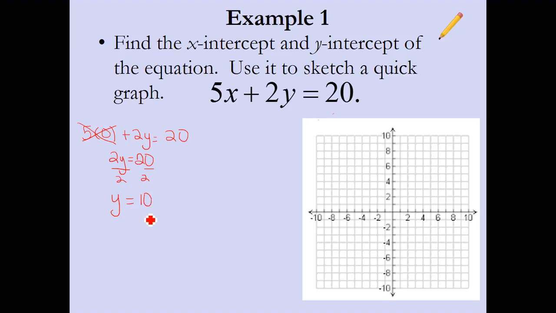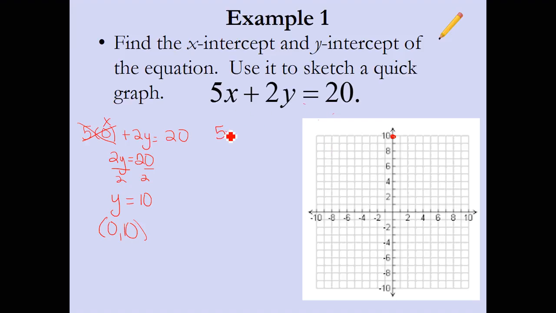Now this is telling me my y-intercept. This is saying to me that the y value is 10 for the y-intercept. So I have a point at 0, 10. Where did the 0 come from for the x, you say? Well, we plugged that in, right? We plugged in a 0 for the x right away at the beginning to try to find out where it crosses the y-axis. Now I would do the same thing to try to find the x-intercepts.